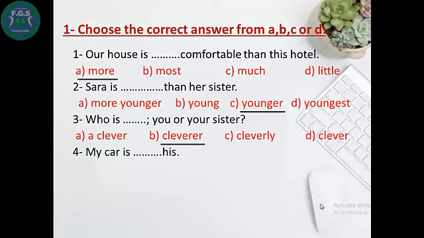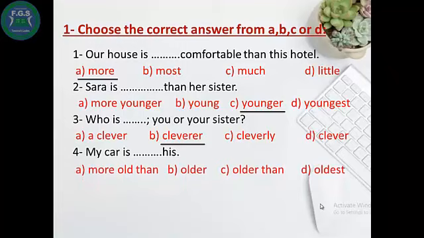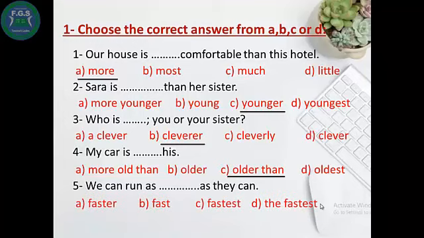Number 4, my car is blank his. More old than, older, older than, oldest. We use older than because old is a short adjective. Number 5, we can run as blank as they can. Faster, fast, fastest, the fastest. We use only the adjective between as and as, so we use fast.